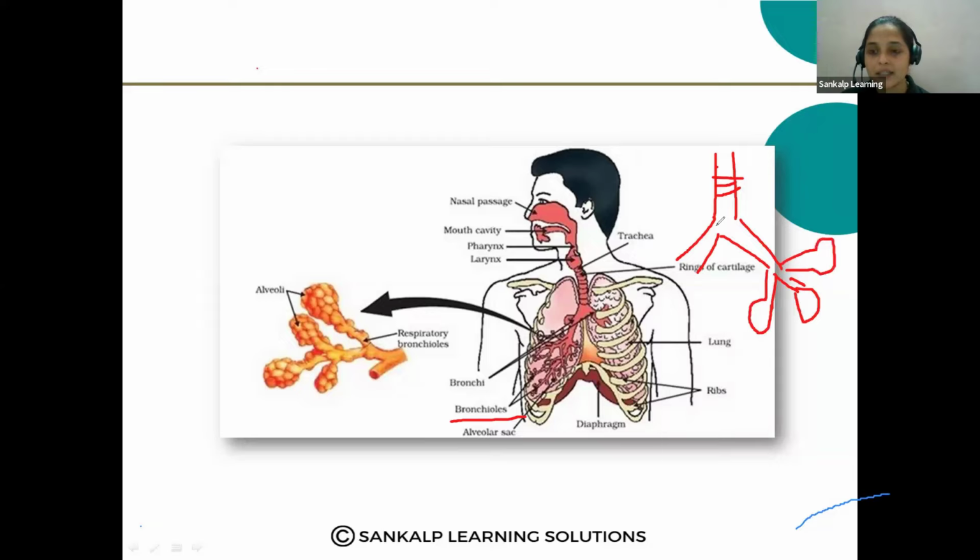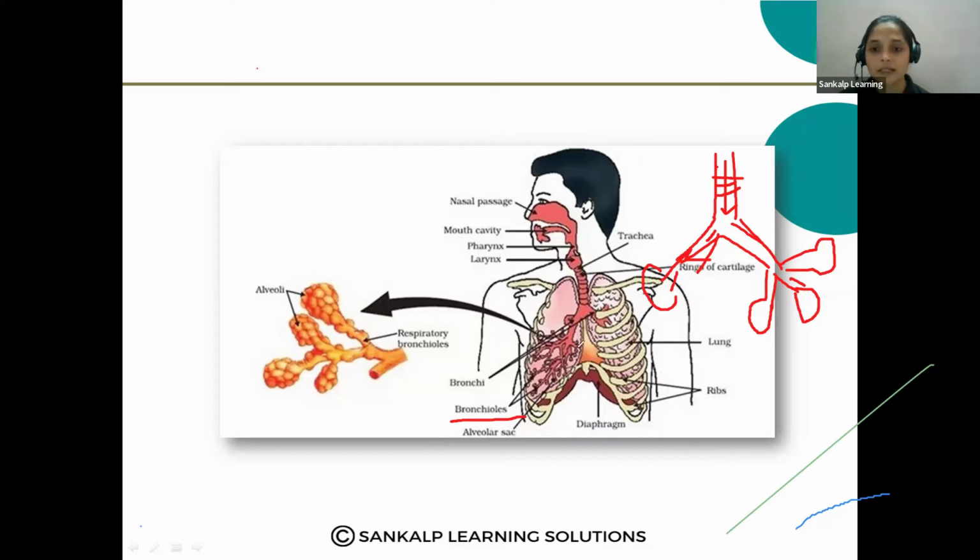The trachea becomes two branches, called the bronchi. The bronchi is the structure where the trachea divides into two branches. The function of the bronchi is to help the passage of air into the lungs, right? Air is passing through this trachea and bronchi. The bronchi again become bronchioles. Bronchioles end with bag-like structures called alveoli. These alveoli are called air bags.